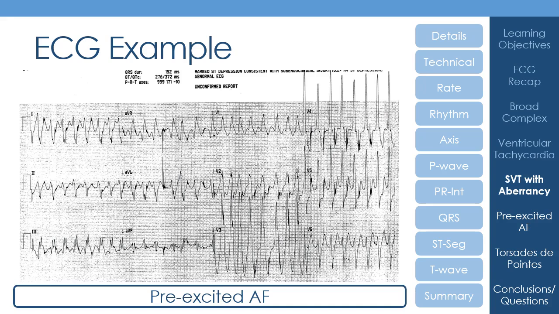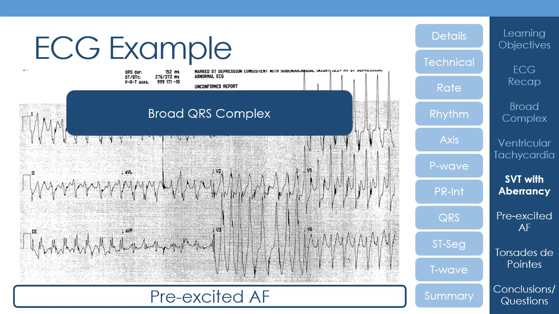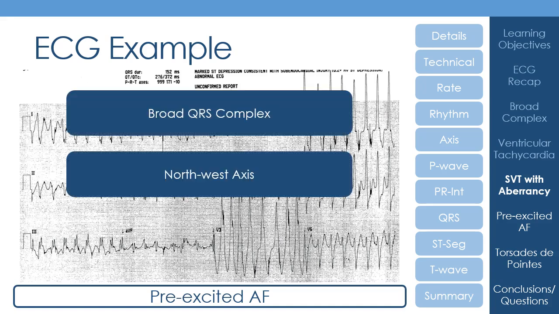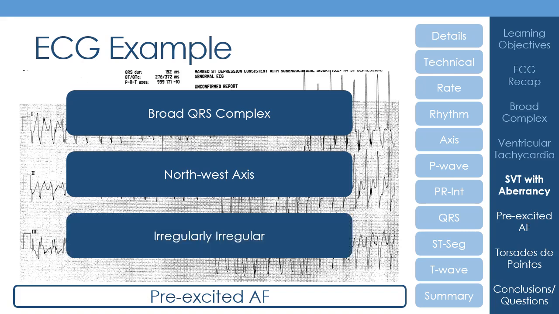Okay, and so the key features here are you've got a broad QRS complex, you've got this northwest axis, and you've got an irregular rhythm. And with that, you don't have the normal bundle branch block morphology, and those QRS complexes are just very weird.